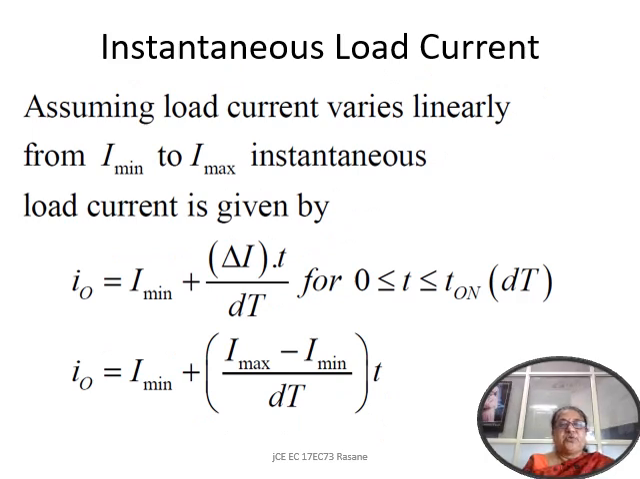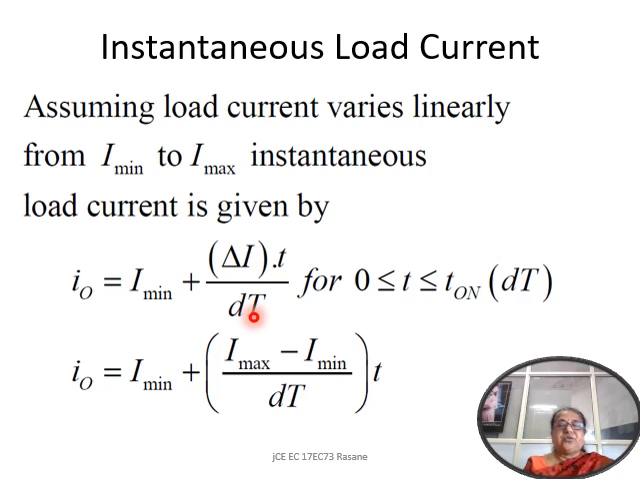Next, let us look at the instantaneous load current. Assuming the load current varies linearly from I minimum to I max, the instantaneous load current can be given as I naught equal to the initial value I minimum plus the change in current delta I into the time required for the change divided by D into T.